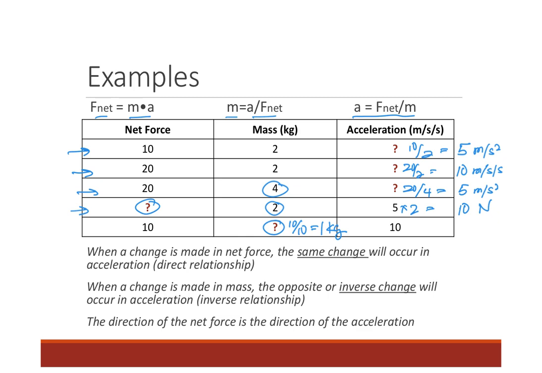So notice when a change is made in net force, the same change will occur in acceleration. This is a direct relationship. In our first two rows, our net force is doubled and our acceleration is also doubled. If the force stays the same, as in our second and third rows, but we are doubling our mass, so our mass is going from 2 to 4, you can see the acceleration is going from 10 to 5. And so this is showing that inverse relationship. The mass is doubled, but the acceleration is cut in half.